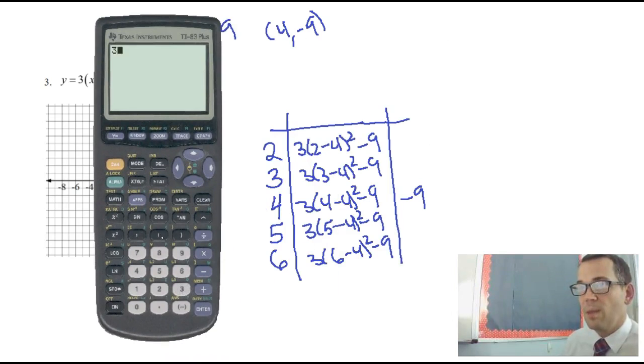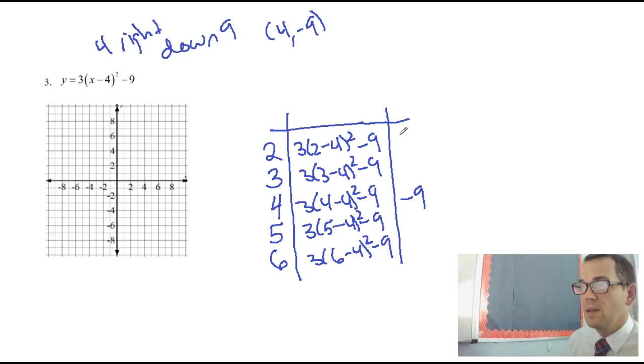So that would be like 3, parentheses, 2 minus 4, close the parentheses and square it, subtract 9 to get a 3. Or you can do this stuff in your head. You know, it's actually probably quicker.